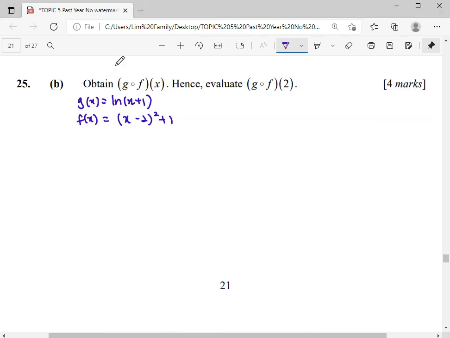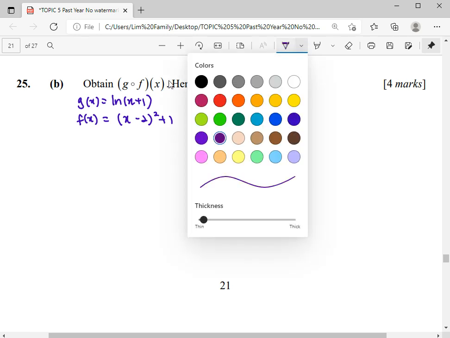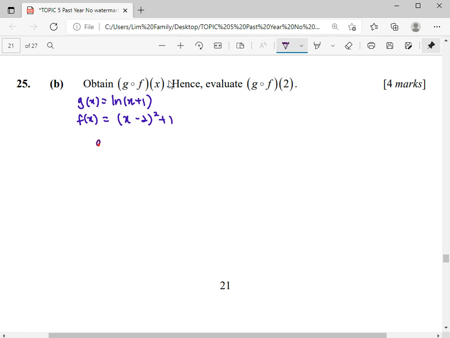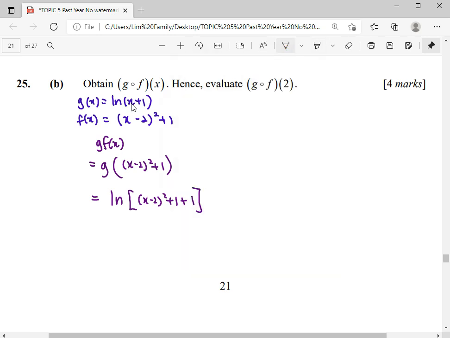So for part B, they ask us to obtain a composite function. So we calculate out what is our composite function here. We substitute our function one by one. g of f(x) equals to, substitute our f(x) here. Our f(x) is (x minus 2) squared plus 1. So substitute the whole thing into our g(x), into the x part, which is ln(x plus 1), so ln((x minus 2) squared plus 1 plus 1). So you can see, don't miss out, don't confuse. I am going to substitute this into here.